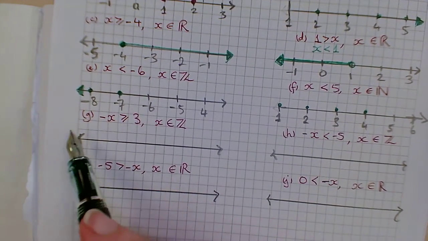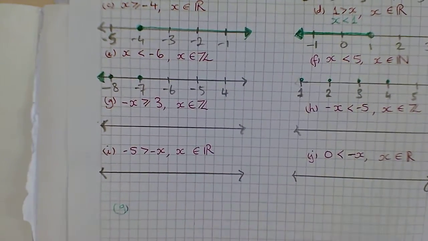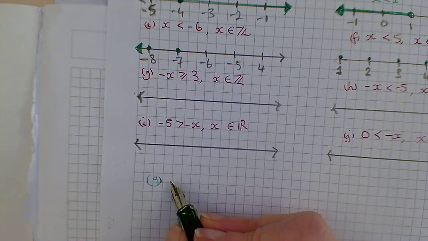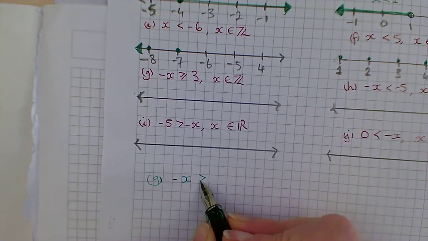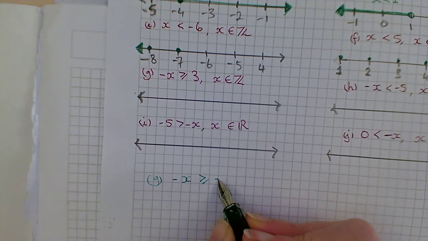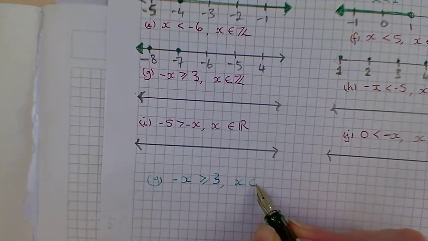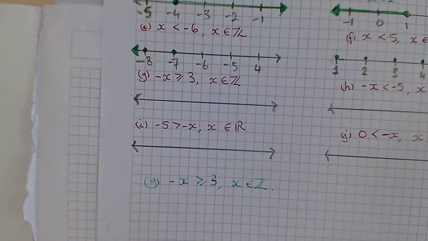Right, so for part G, let me write it down here again as well, just to take a look at it in more detail. I was going to go through these solutions just so we can see them for the first time. Minus x is bigger than or equal to 3. And we're talking about integers, so plus numbers and minus numbers are included.